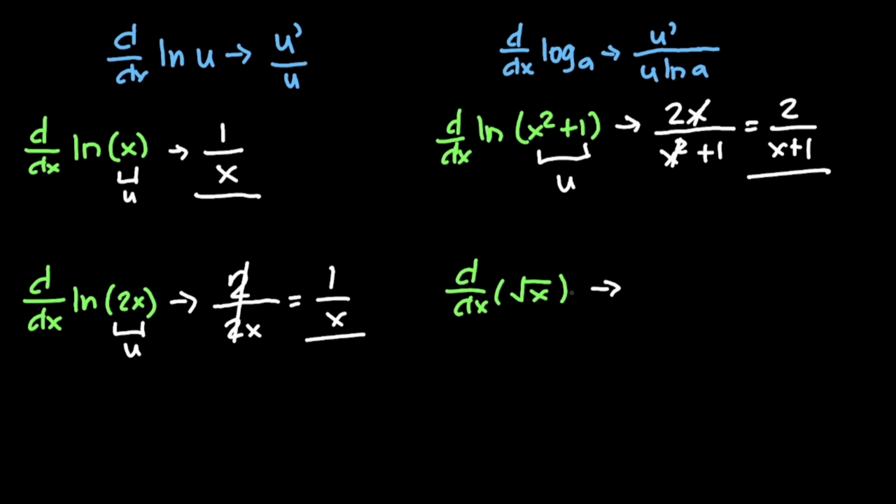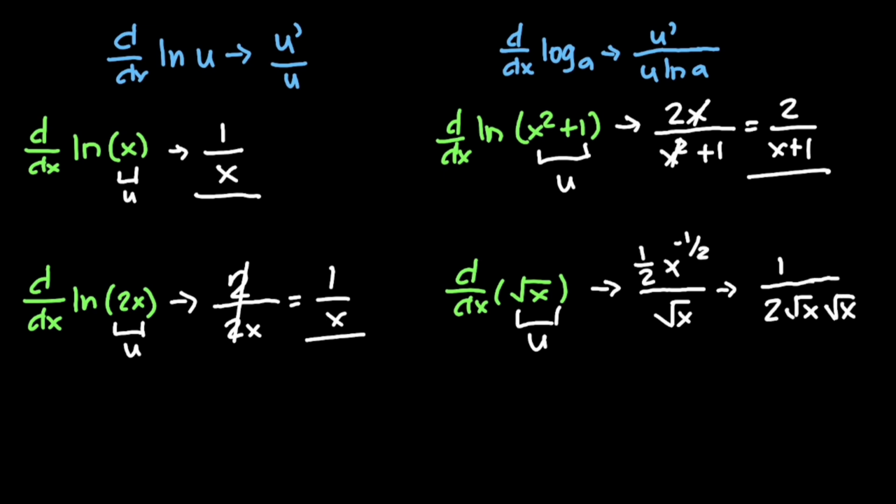Derivative of natural log of square root of x. This will be u. Derivative of square root of x will be 1/2 of x raised to the power of negative 1/2 over the square root of x. Simplify this further. You will get 1 over 2 square root of x multiplied by another square root of x, because you will bring down x here. So the final answer will be 1 over 2x, as 2 square root of x will cancel each other out.